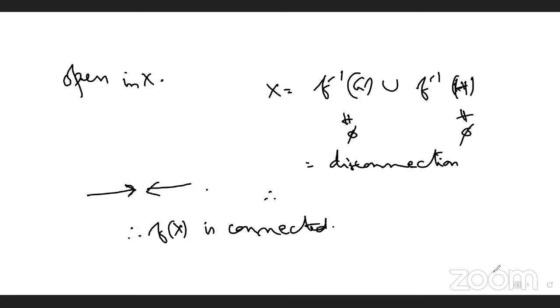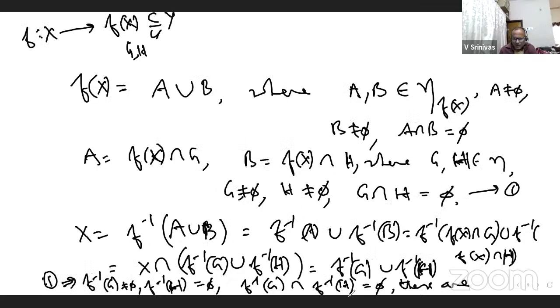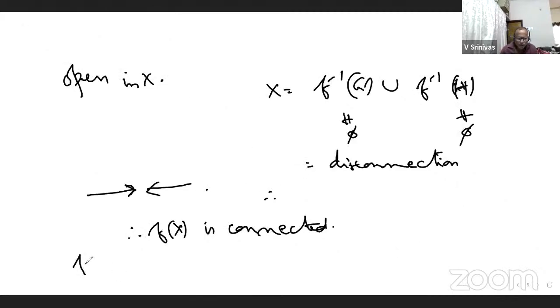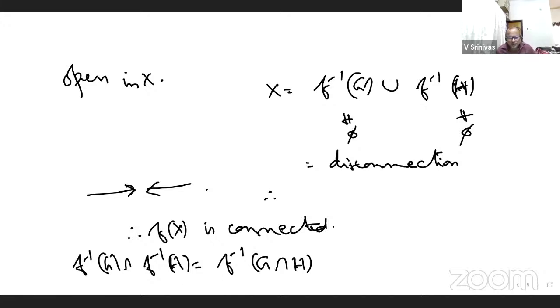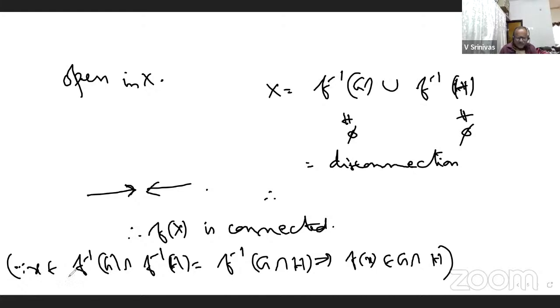See, here I am saying F inverse G intersection F inverse H is empty. Let me show it. F inverse G intersection F inverse H is equal to F inverse of G intersection H. From set theory, you can show that these two are equal. If in case some x belongs to this, it implies x belongs to this, and f of x belongs to G intersection H. If this has a common element, say x, then f of x will be in G.